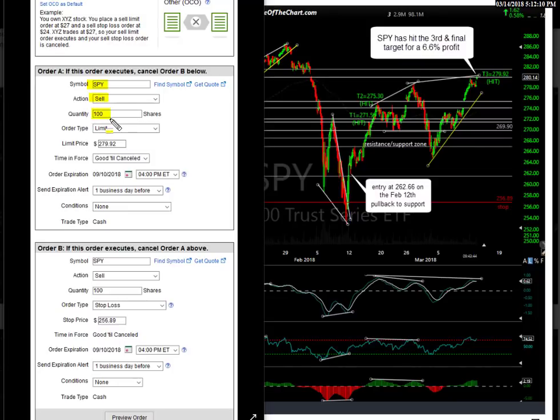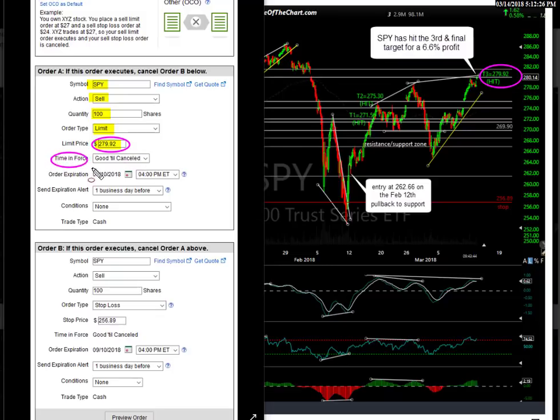One will be to sell whatever position you had, a limit order at your price target. In this case, the final target was set at 279.92 from the moment we entered that trade. So that's what you would put as your limit price, again, if you were targeting that.